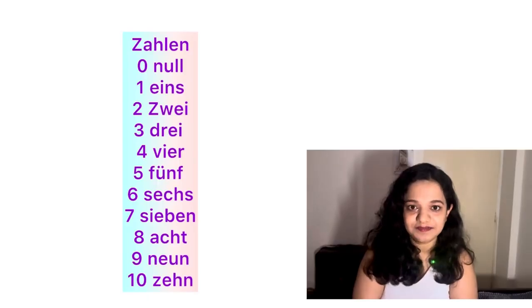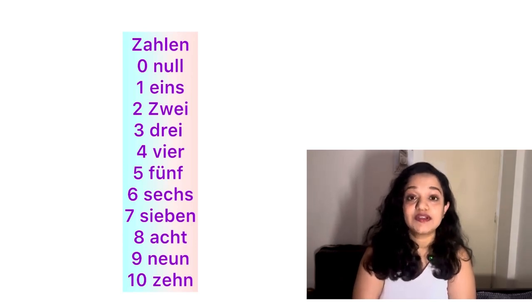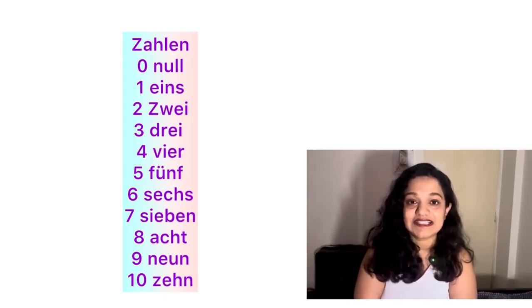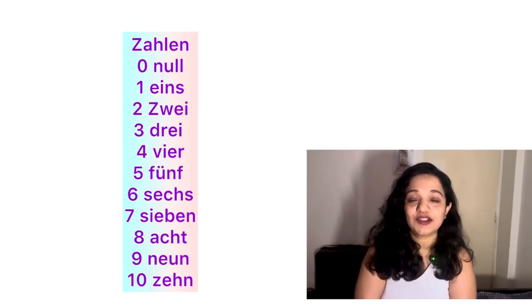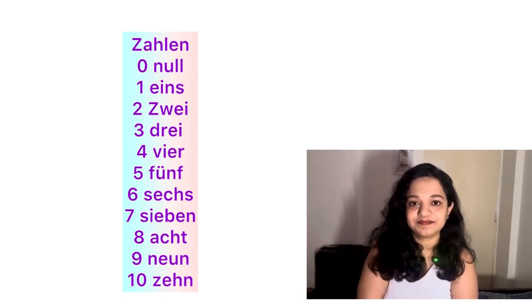Numbers means Zahlen: Null, Eins, Zwei, Drei, Vier, Fünf, Sechs, Sieben, Acht, Neun, Zehn. Listen to these numbers again, and this practice is going to be helpful for all of you. If you want to revise the colors, the weekdays, months, anything, I would request you to please go back and listen to that part again.